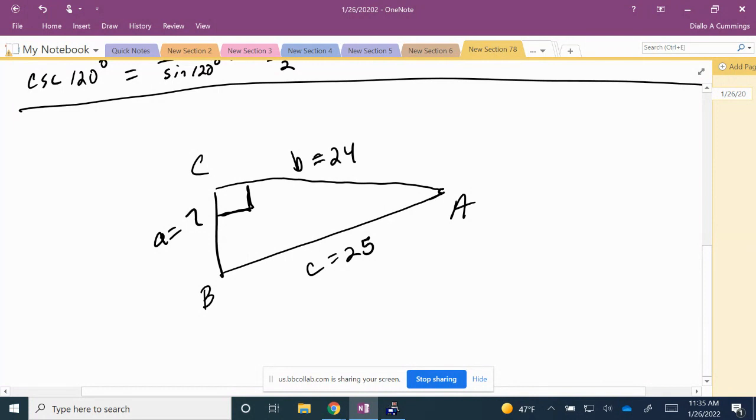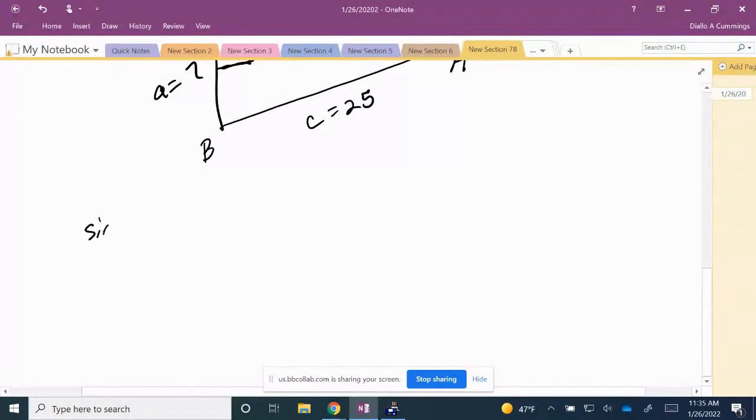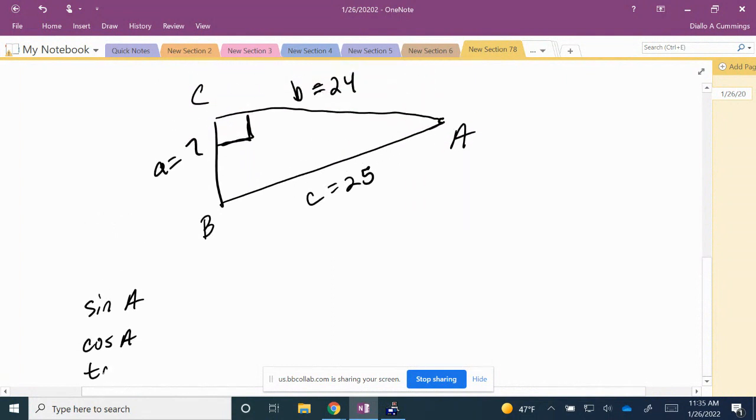Now, I'm drawing this out because in some of the homework problems, they give us triangles, and in other problems, we're not given any triangles, we're just given a set of measurements. So if you're asked to sketch out a triangle, you would sketch it out as follows. So now we're actually going to find the sine of A, the cosine of A, the tangent of A. We're also going to find the cosecant of A, the secant of A, and the cotangent of A. We're going to find all 6 trig functions.